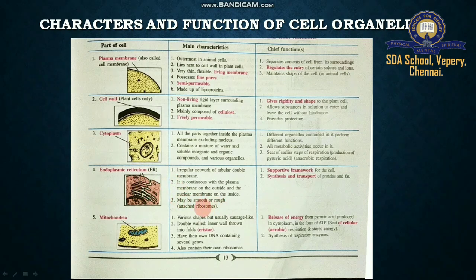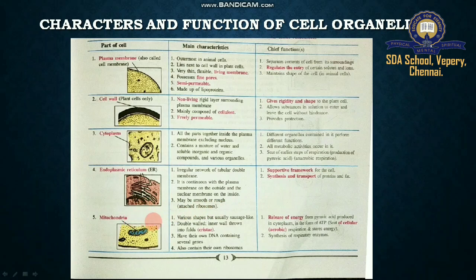It may be smooth or rough. Smooth means without ribosomes; rough means the endoplasmic reticulum is attached with a number of ribosomes, which play a very good role in protein synthesis. Function: a supportive framework for the cell, and synthesis and transport of protein and fat. Because the rough endoplasmic reticulum has ribosomes, it has a good role in protein synthesis.